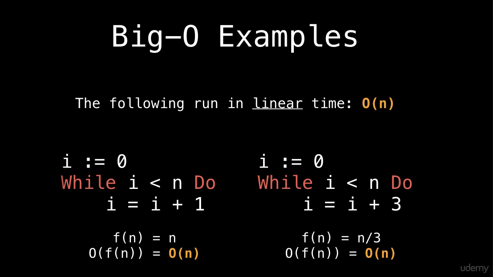So both of the following actually run in linear time with respect to the input size n, because we do a constant amount of work n times. On the left, we're incrementing the counter i by 1 each time. So f of n is n, and clearly when we wrap this in a big O, we get big O of n. On the right, a little bit more complicated. We're not incrementing by 1, we're incrementing by 3. So we're going to finish that loop 3 times faster, so f of n is n over 3.